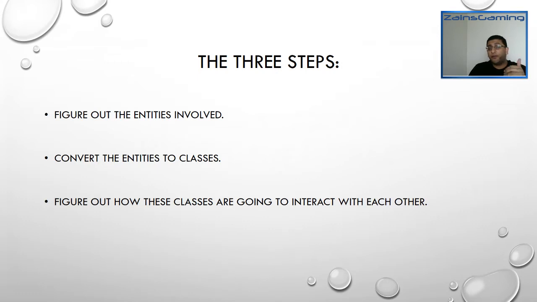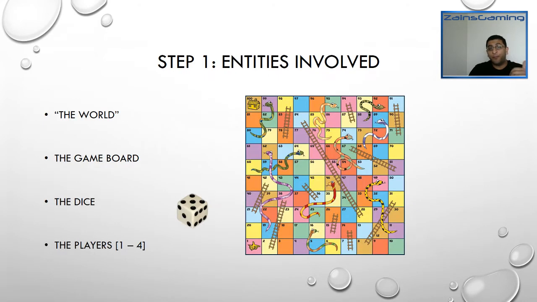First step is to figure out what are the entities involved in this project. Then we convert these entities into classes, and then figure out how these classes interact with one another. So in this game of Snakes and Ladders, sometimes also known as Chutes and Ladders, the entities involved are the world itself, which contains everything. There is the game board, there is the die, or the d6, and the players, usually 2 to 4. But since we are making our version, we can have between 1 to 4 players.